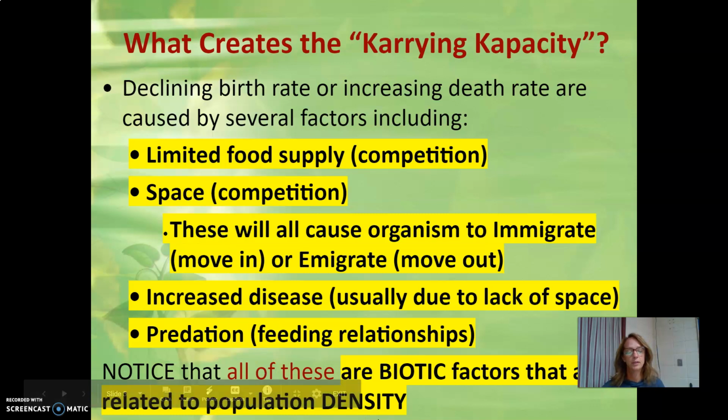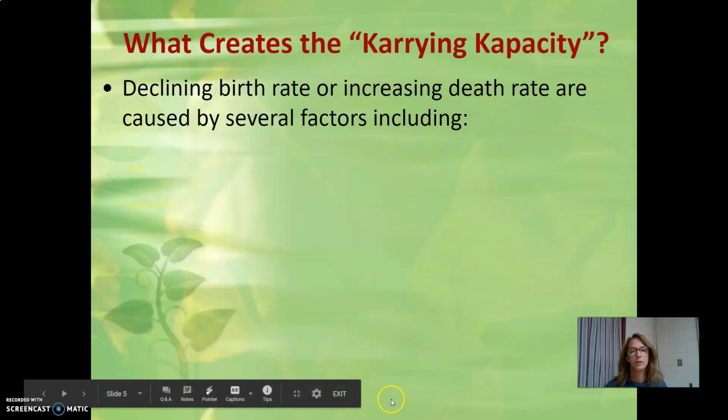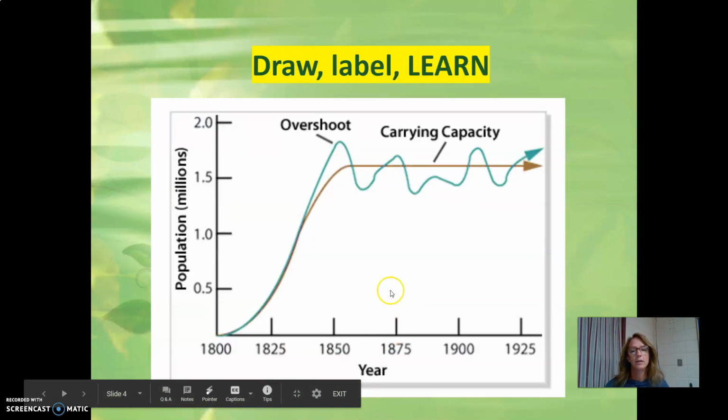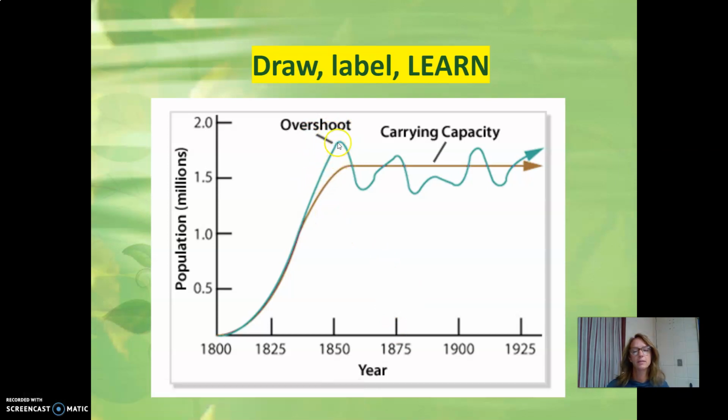And most importantly, notice that all of the things that create a carrying capacity are biotic factors. They are talking about relationships between organisms or other living things, and that is all related to being crowded. So again, if we look back at this graph, there are lots of resources, lots of space, lots of babies being born. Now we run out of space, so maybe some of these organisms moved away.